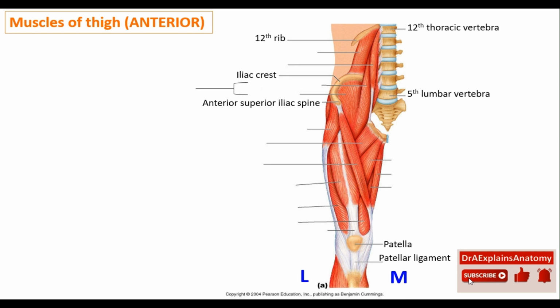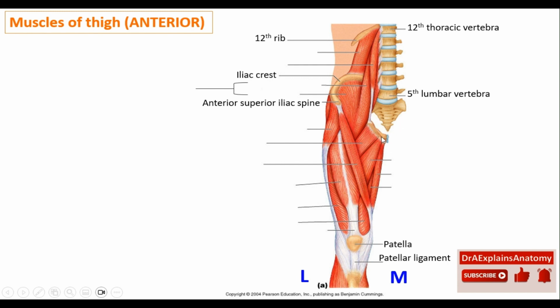Welcome back. In this video, we will go over the muscles of the lower extremity, the thigh and the leg. First, let's identify the bones on the figure. This right here is the 12th rib. We can see the 5 lumbar vertebra. This is the iliac crest on the ilium of the hip bone. That is the anterior superior iliac spine.